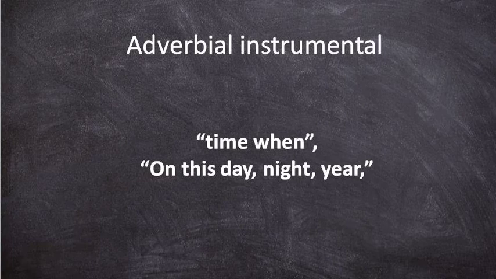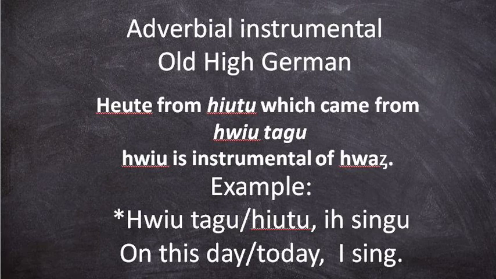Adverbial instrumental. So in this context, we're going to talk about instrumental used adverbially, in the context of time. So time when, on this day, on this night, on this year, on this such and such. So think of time and on this, right? So let's move on. Here's our example from Old High German. We have heute, it's a modern word. It comes from Old High German heute, which is actually a contracted form of huiotagu. Both of these are actually in the instrumental.